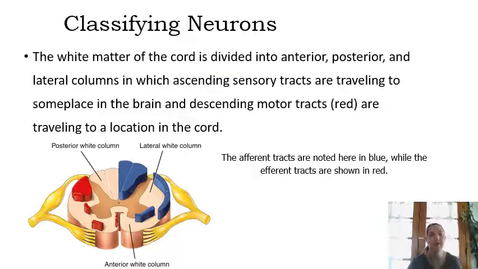Okay. All right, so the white matter of the cord is going to be divided into tracts. Remember that tracts are bundles of axons that we find in the central nervous system. The tracts are going to be either ascending or descending. I mean, they're either going to be moving up towards the brain or moving down away from the brain. So afferent pathways or ascending tracts go towards the brain, and efferent pathways or descending tracts go away from the brain.